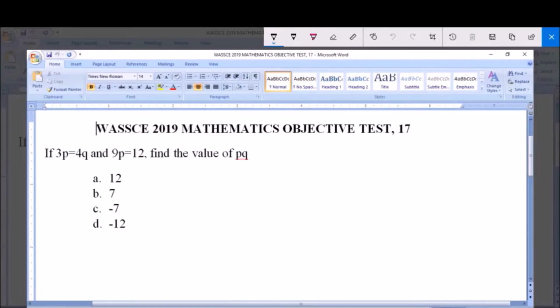Welcome. Today we'll be dealing with WAEC 2019 Mathematics Objective Test. We'll be solving question 17. If 3p equals 4q and 9p equals 12, find the value of pq.